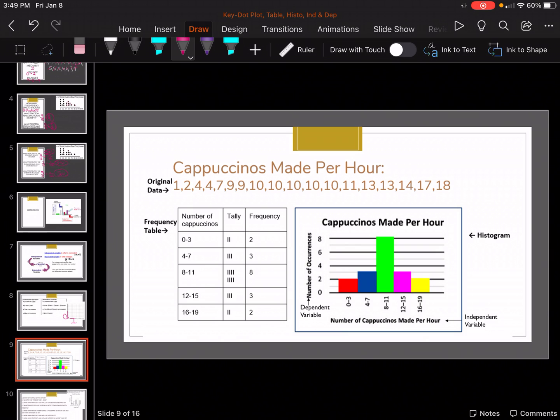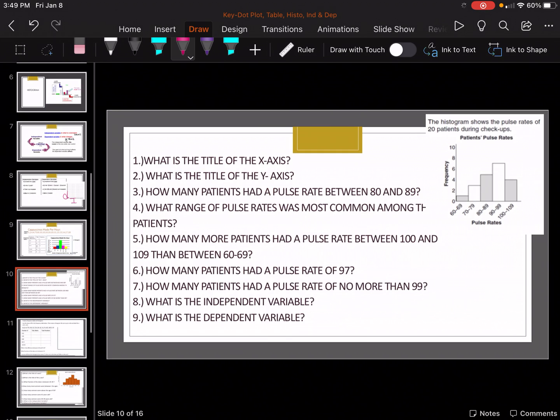Okay, so let's look at this graph. So this has a frequency table with a histogram. Notice it's the number of cappuccinos, had tally marks, and then the frequency. And then they made the graph out of it. Our independent variable is the number of cappuccinos made per hour. Then the number of occurrences is the dependent. However many made, number of occurrences. So here we go. What's the title of the x-axis? It's pulse rates. The y, frequency.